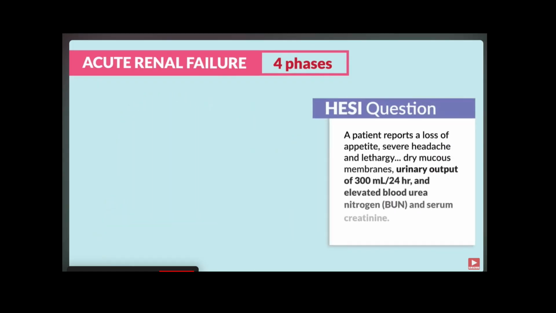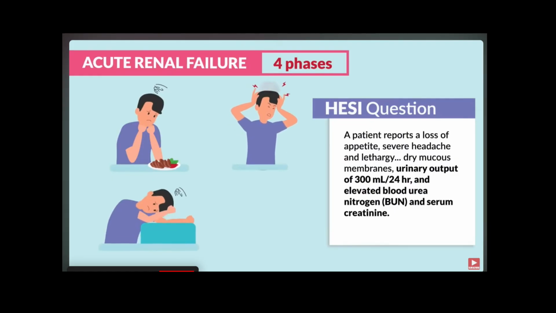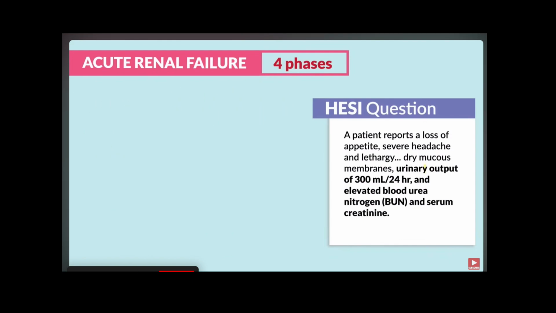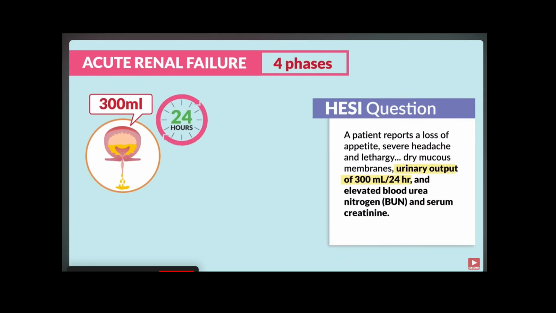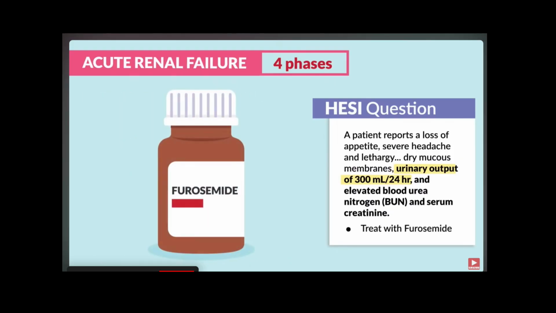So HESI mentions a patient reports a loss of appetite, severe headache and lethargy, and dry mucous membranes with key terms here. Urinary output 300 mLs in 24 hours, that is really, really low. Elevated blood urea nitrogen, that BUN, and serum creatinine. So the answer is to treat with furosemide. Now, if you didn't know, furosemide is a diuretic that pushes the kidneys into the diuresis phase.